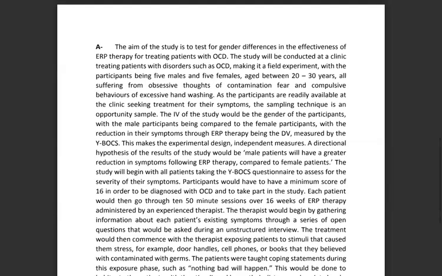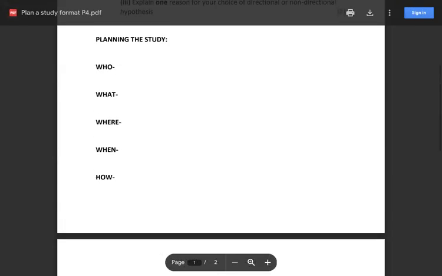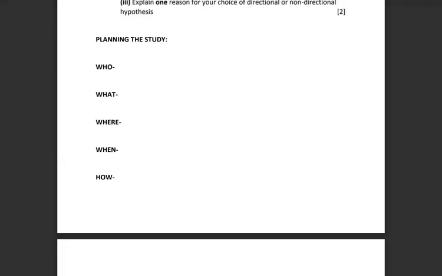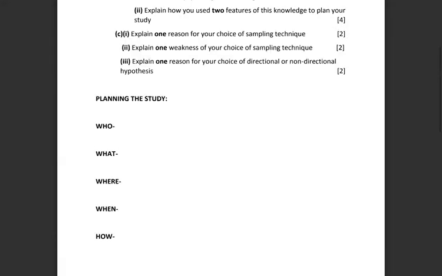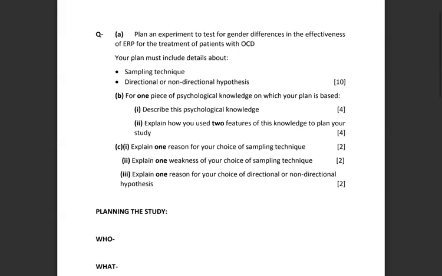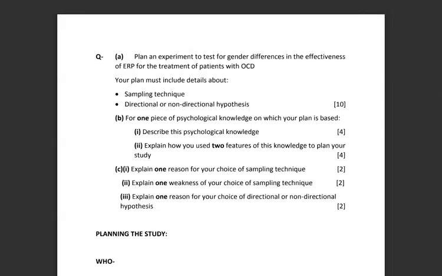All right, so I basically checked all these points: the who, the what, the where, the when, and the how. I've talked about the IV, the DV, I've operationalized the DV, I've talked about the collection of the data. So I've included all the points that are needed in a 10-mark answer. I even mentioned, by the way, the two things they asked me to, the sampling technique and the directional non-directional hypothesis. Now let's talk about part B.